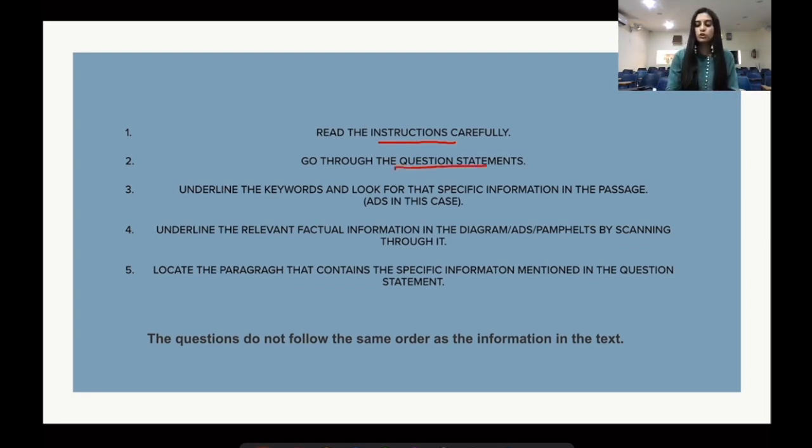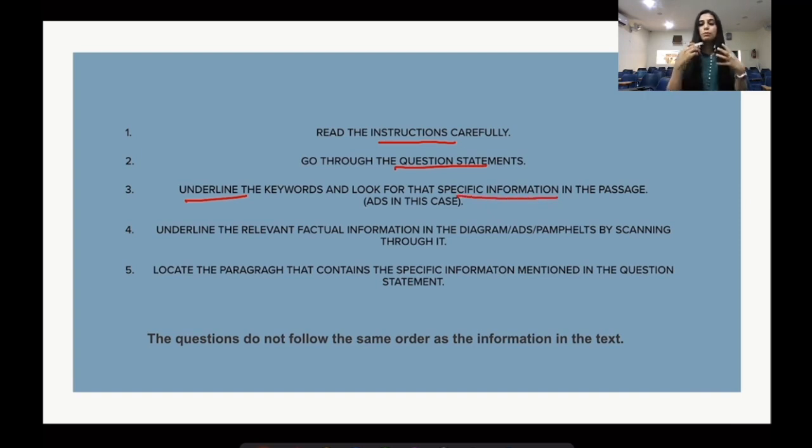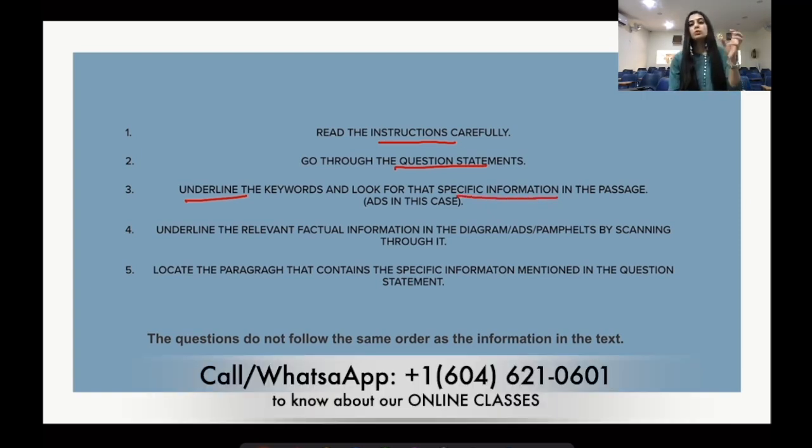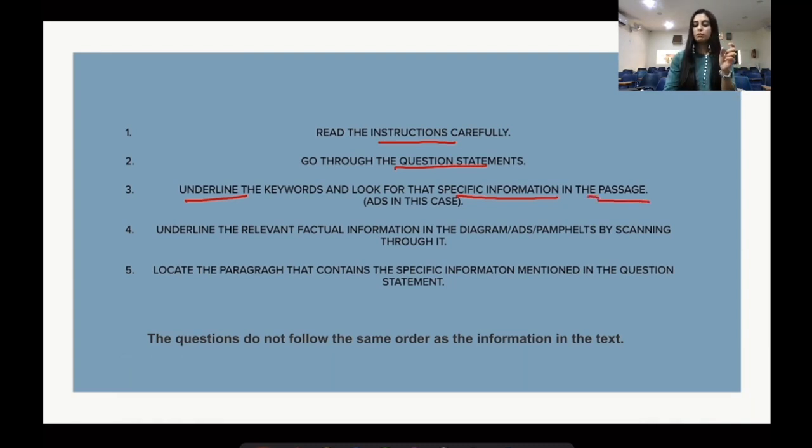So go through the question statements, and when you're going through the question statements, you have to underline the keywords in the question statement, and look for that specific information. What is being asked in that question, the keywords that you've figured out, try to look for that specific information in the passage, in the paragraphs. In the passage that we'll be solving today, it's all about ads, advertisements. So we have like 5-6 ads in today's passage, and we'll have to look at those.